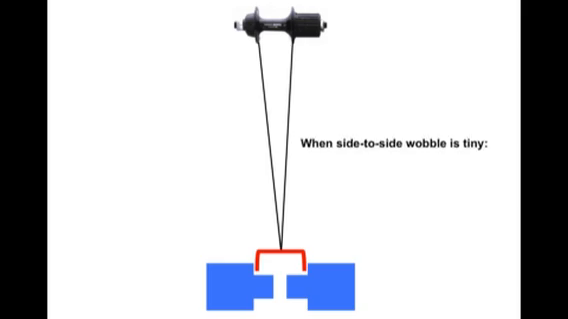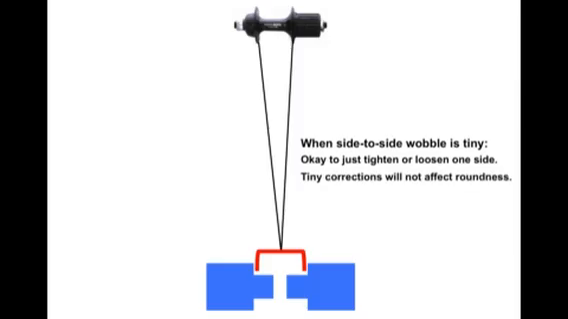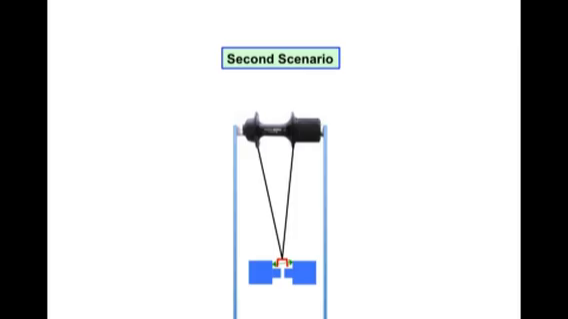And when you get to the point that that side-to-side movement or wobble is very tiny, it's okay to just tighten or loosen one side, because tiny corrections will not affect roundness. And so it's okay to adjust spokes also less than 1/4 of a turn. Whatever tiny amount of turning of the nipple will correct a very slight error is okay to do.